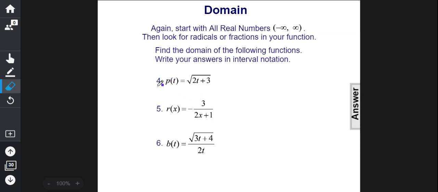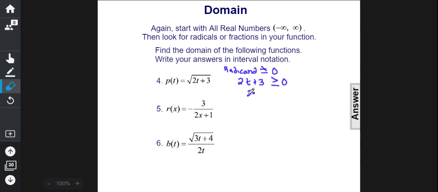So for number 4, we're going to begin by going through our procedure. First, do we have a radical? Well, absolutely. We have a radical. So I know my radicand must be greater than or equal to 0. So I know 2t plus 3 must be greater than or equal to 0. So then I solve for t.